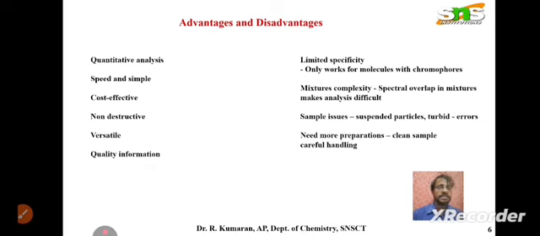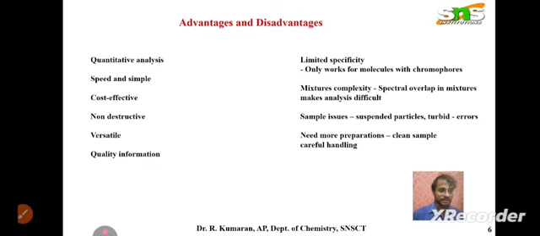And limited specificity. Some of the disadvantages are limited specificity. It means it only works for molecules with chromophores. Some double-bond-based compounds, some electron-dependent compounds, can be viewed exactly. Then mixture complexity: spectral overlap in mixtures makes it difficult and creates complicated issues. Also with suspended particles, there will be some turbidity, and it is difficult to analyze. The analysis can be carried out, but it will show some error. These are some of the disadvantages.